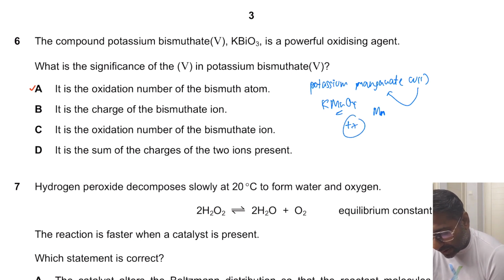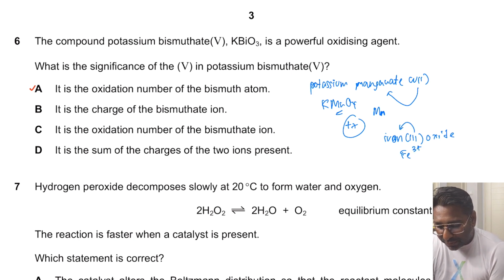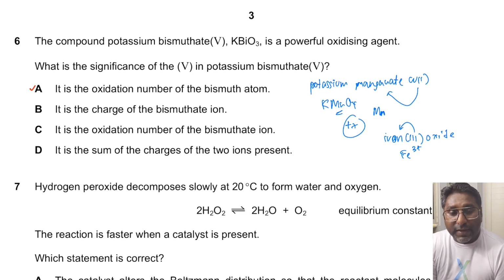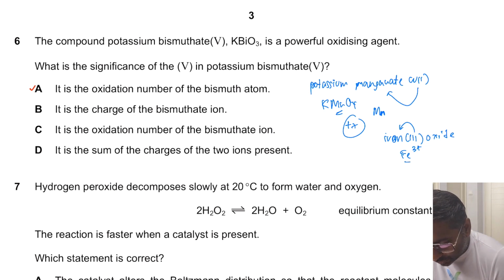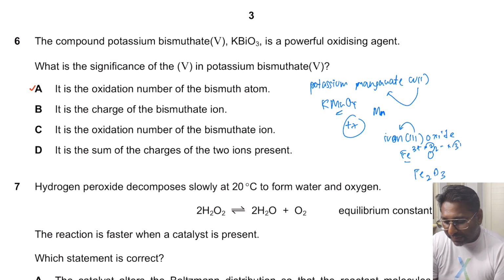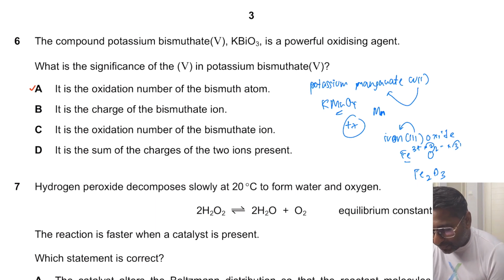Let's say for example I have iron 3 oxide. Iron 3 oxide is Fe3 plus, because the number shown directly after iron is the oxidation number. So the 3 shows us the oxidation number of Fe, and then oxygen is 2 minus, so we write iron 3 oxide as Fe2O3. That's going to be iron 3 oxide. So let's come back over here. They say, what is the significance of 5 in potassium bismutate?